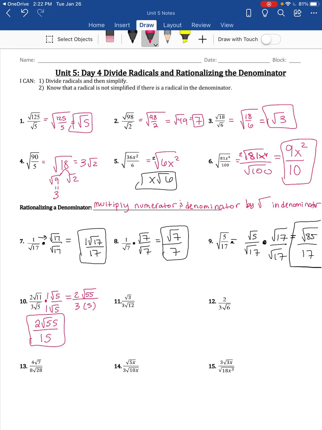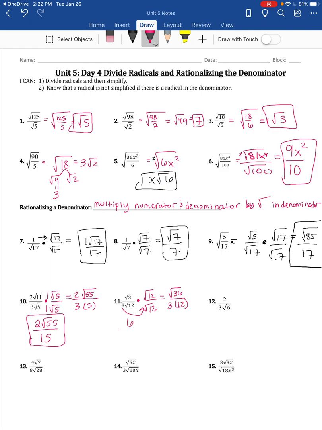All right, same thing on number 11, rad 3 over 3 rad 12. You only have to rationalize with your radical, so times rad 12 over rad 12. So rad 3 times rad 12 is rad 36. And then over 3 times the silent one here gives you 3, and rad 12 times rad 12 is the whole number 12. Now we simplify.